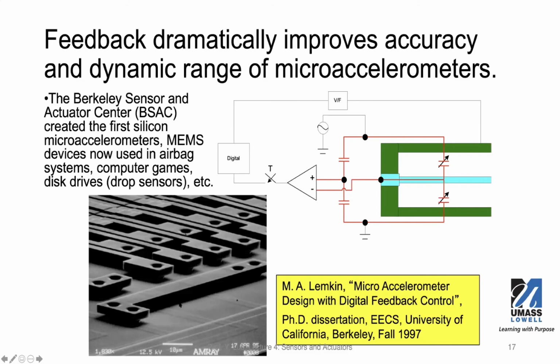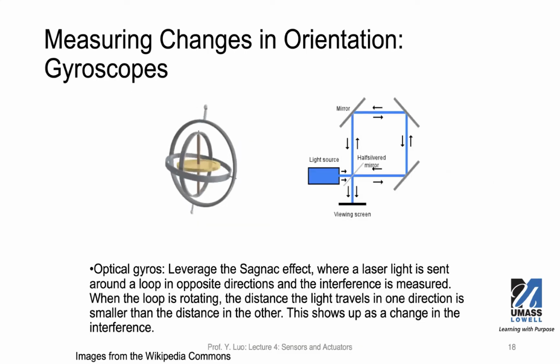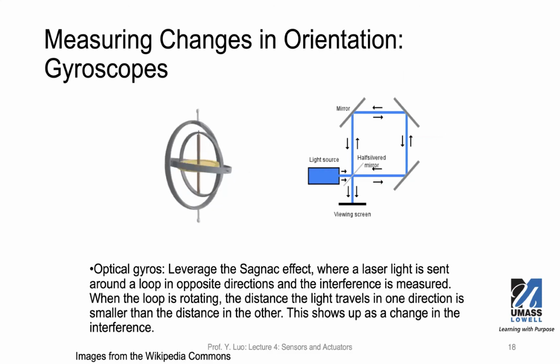And this picture shows at the microscope level how these MEMS devices are designed to measure such accurate accelerometer values. Okay, so that was the accelerometer sensor. Next two slides, we're going to look at the other sensor, the gyroscope.